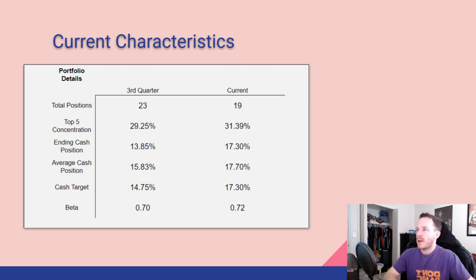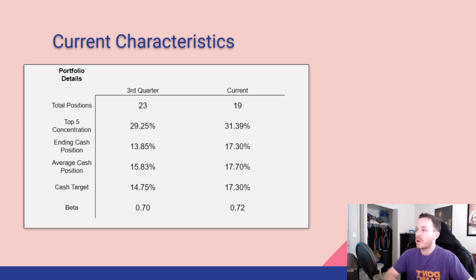So, breaking down my current portfolio into some of the characteristics that describe it. At the end of the third quarter, we had 23 total positions, and we're actually down to 19 positions here at the end of the fourth quarter. So as you can see, we've been shaking off some of our less confident positions, as well as selling off some of the positions that we had gains on.